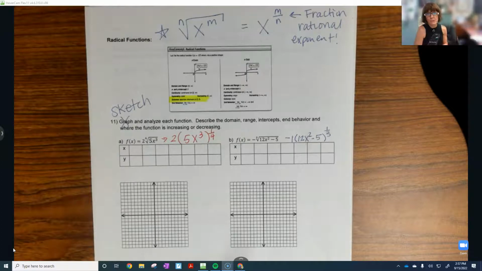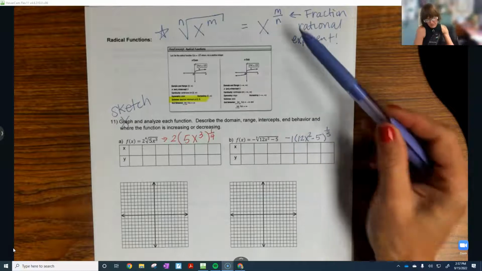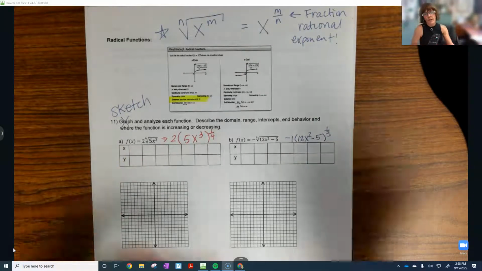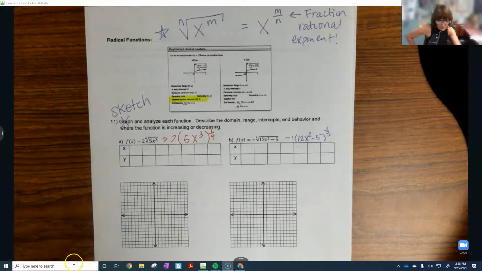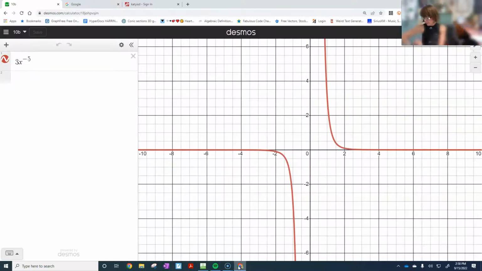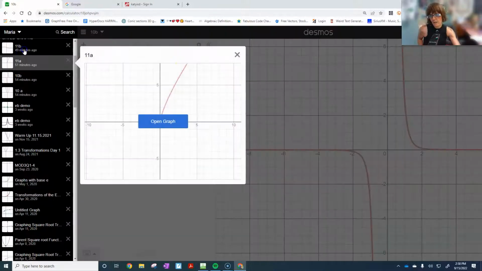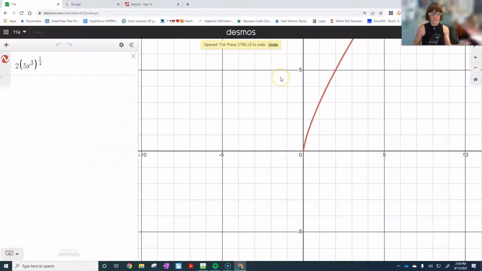If you look to the other page, you got some crazy roots going on over there. You have to write them like this. This is important. All right, guys, again, I have these already pulled up. Let me go ahead and find it for you. So we are on 11A. Let me find 11A. And there it is, guys.